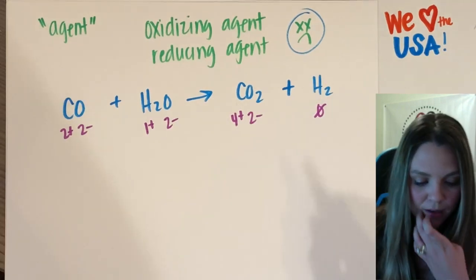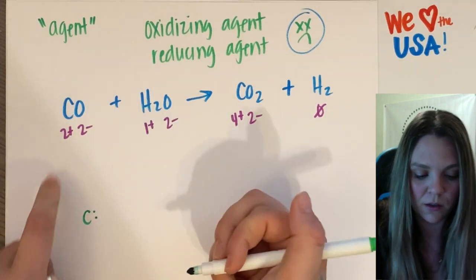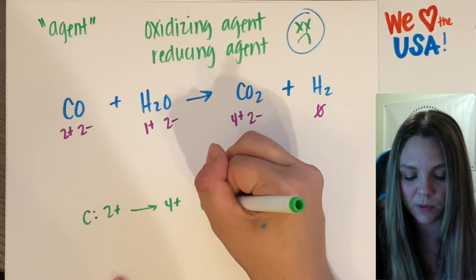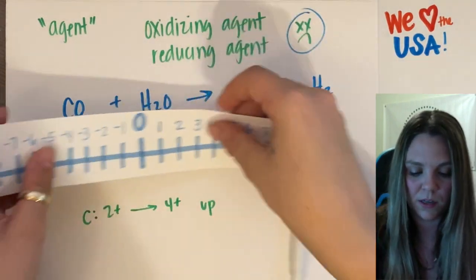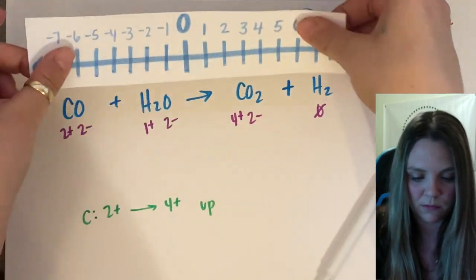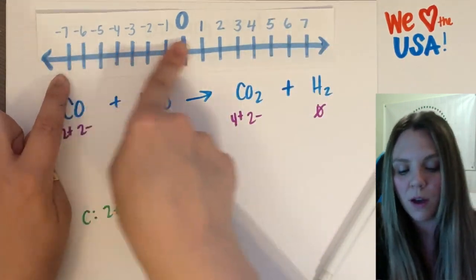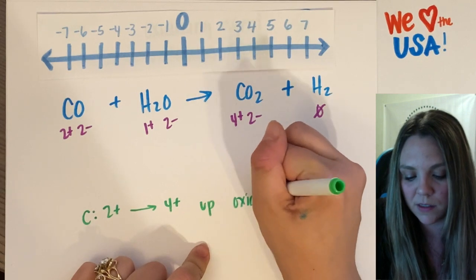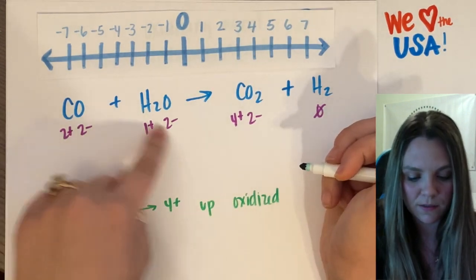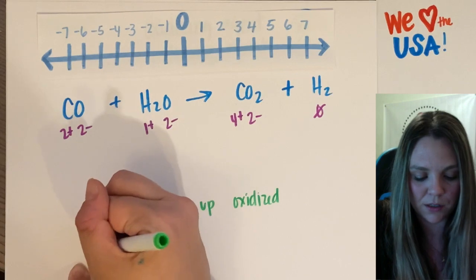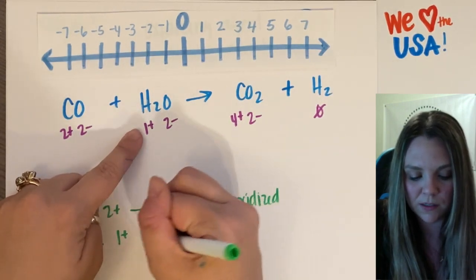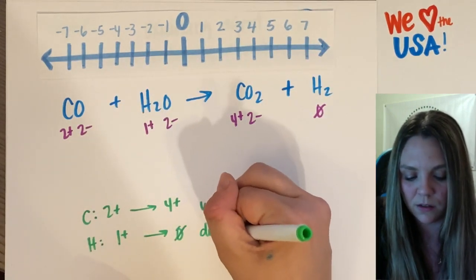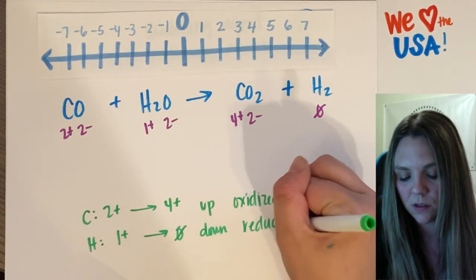So now if we're looking, carbon went from a 2 plus to a 4 plus. Its number went up. If you go up in your oxidation number, that means you are oxidized. And hydrogen started at a 1 plus. It went to 0. It went from 1 down to 0. It goes down. That means it gets reduced.